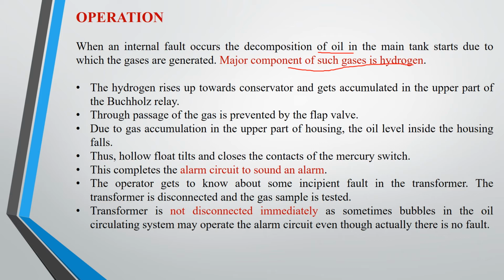As the decomposition of oil takes place, the oil level inside the housing falls, as accumulation of gases also takes place. The hollowed float associated with the mercury switch will now close the contacts and will alarm the operator. The operator thus gets to know that there is an internal fault in the transformer, and he disconnects the transformer and collects the gas sample for testing purposes.